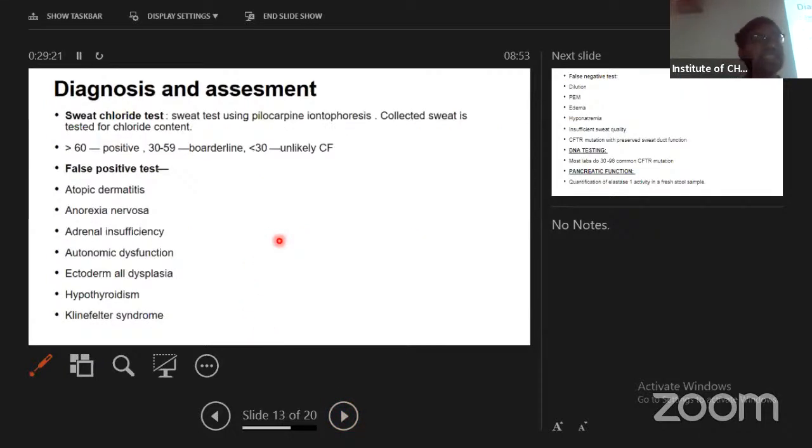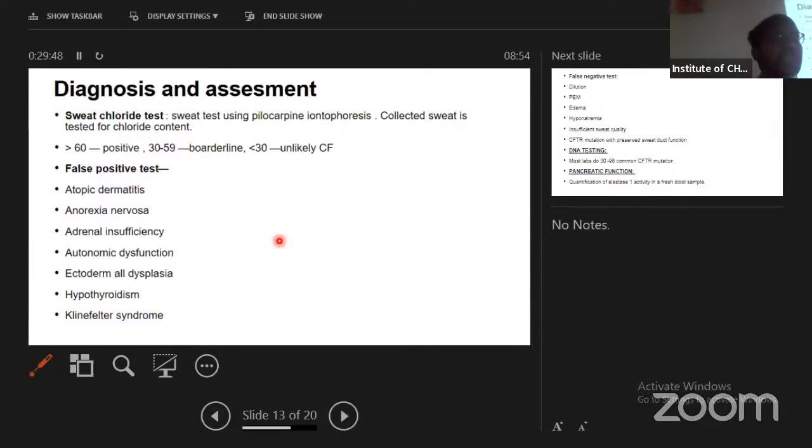The diagnosis and assessment. The sweat chloride test. Sweat chloride using pilocarpine iontophoresis, the collected sweat is tested for chloride content. More than 60 milliequivalents is positive. From 30 to 50, the value is borderline, and less than 30 makes CF unlikely.